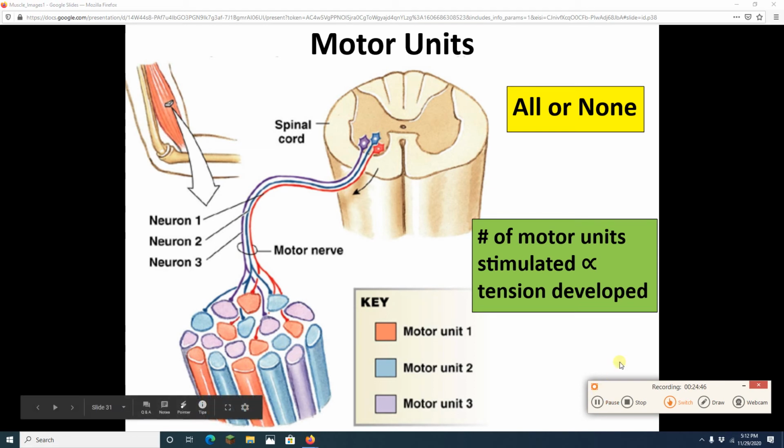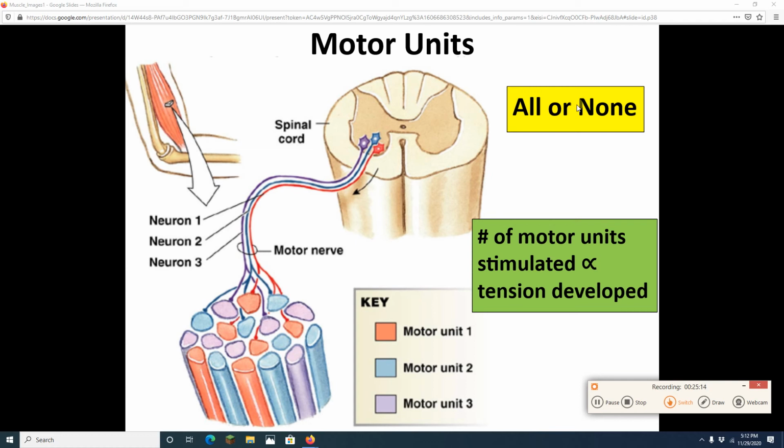All right, let me ask you a question. Earlier we said the contraction of a muscle cell was an all or nothing event. So every muscle cell contracts either all the way or not at all, okay? An individual muscle cell contracts all the way or not at all, all right? This kind of creates a dilemma.